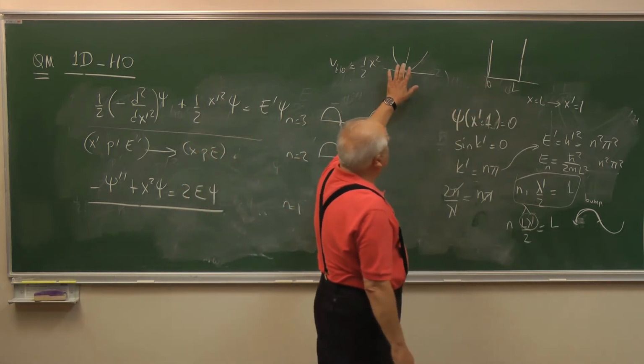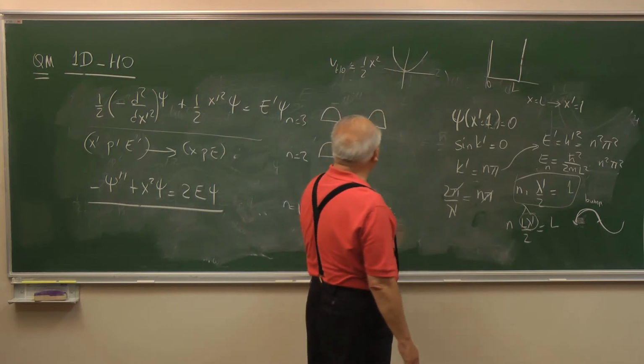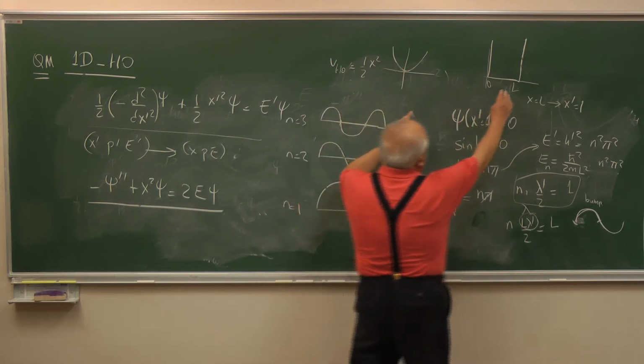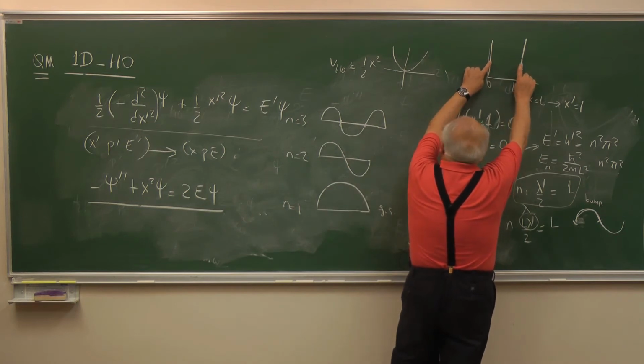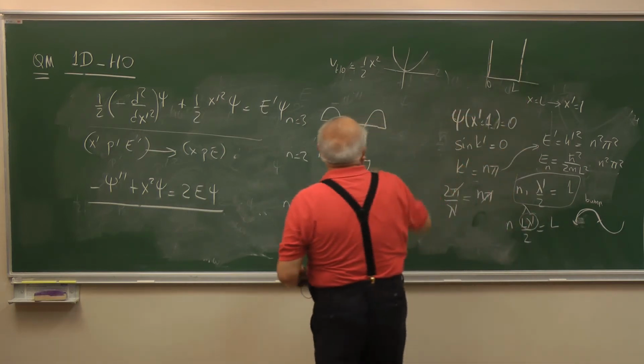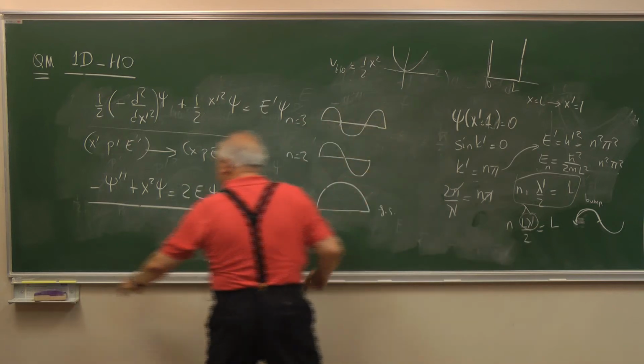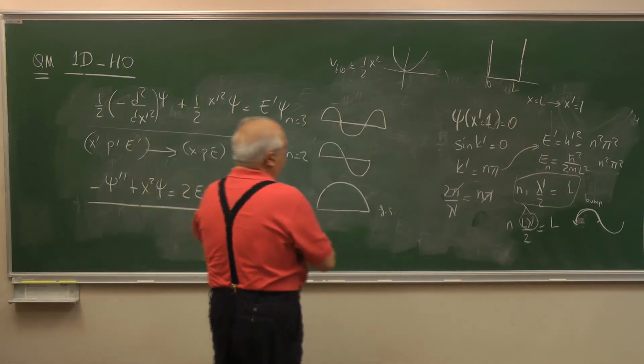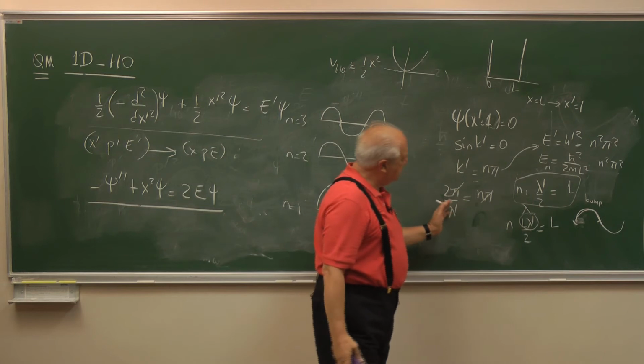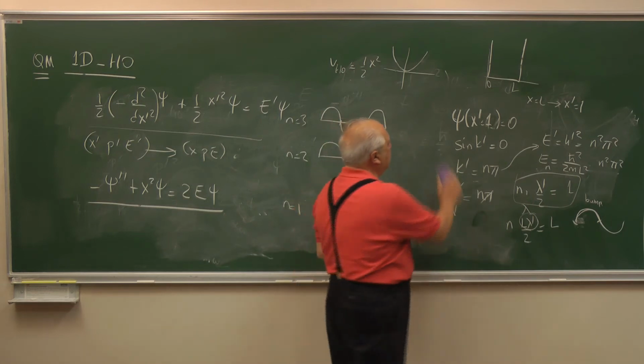Now coming back to the harmonic oscillator, we don't have these sharp walls that make the wave function 0 here. Instead, they should taper off. So I'm erasing this part. Okay, gone.